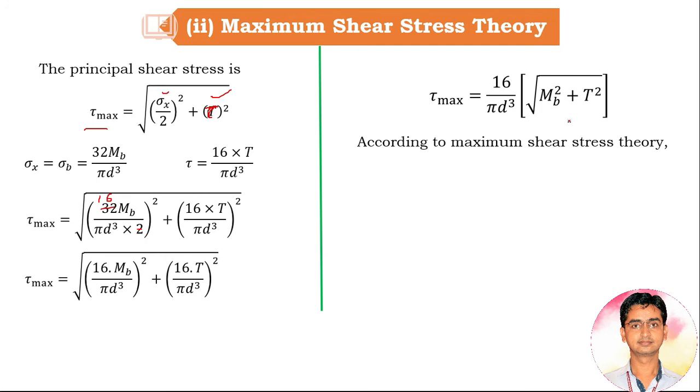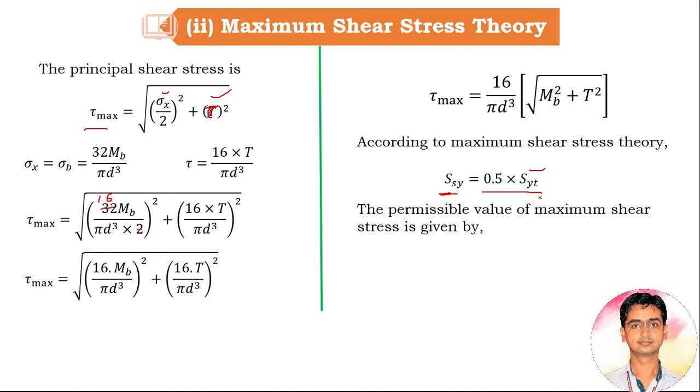So tau max. And according to the maximum shear stress theory, we say that Ssy is equal to 0.5 Syt. So if we have the yield strength and we want the shear stress value, then we take 0.5 times that yield strength. So Ssy is equal to 0.5 Syt.